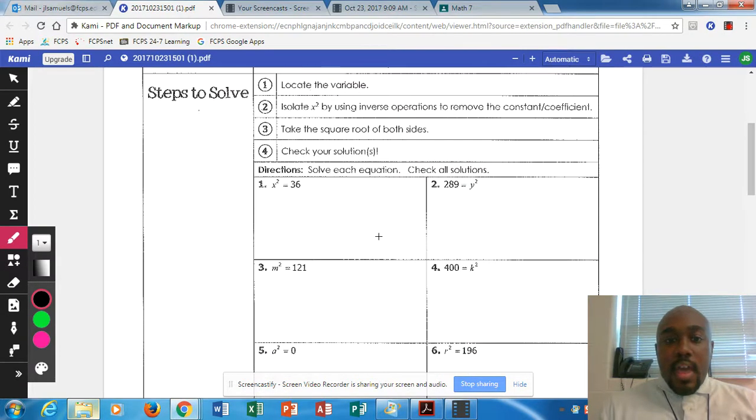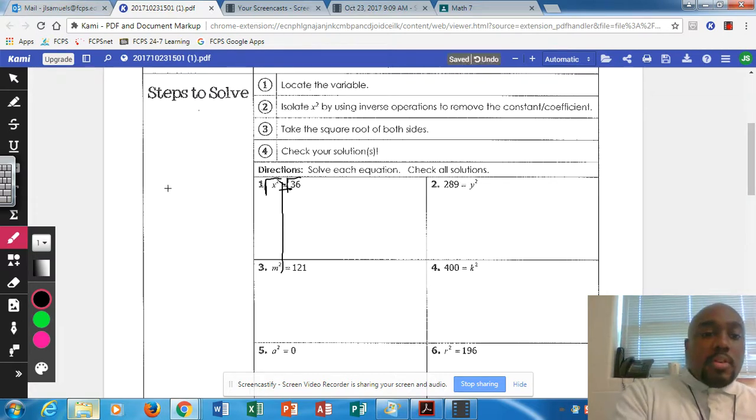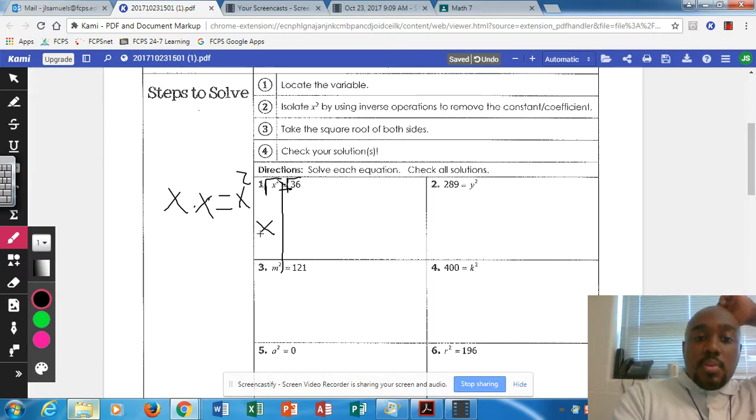So the first one that we have is x squared equals 36. Right now we're squaring x, and the only way to undo squared is to find the square root. So we're going to find the square root of both sides. We already know that x times x equals x squared, so the square root of x is simply x. And we should know that the square root of 36 is 6.